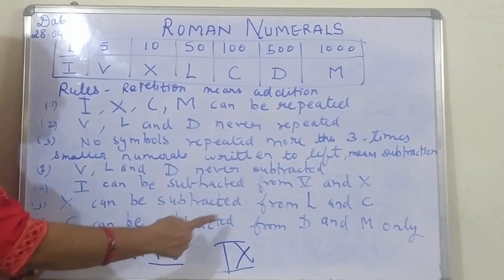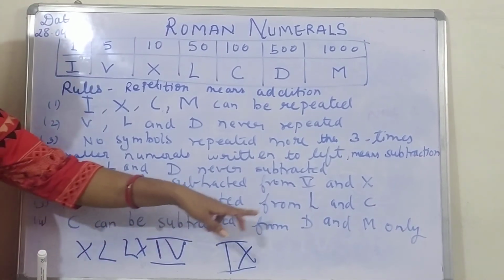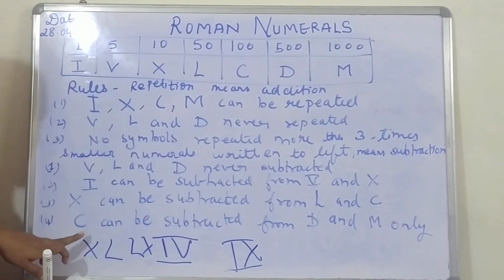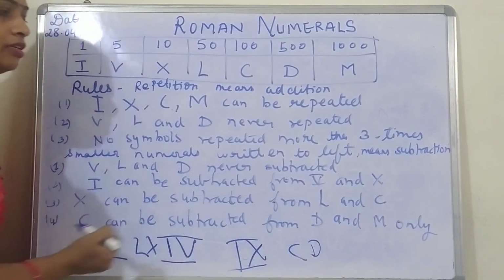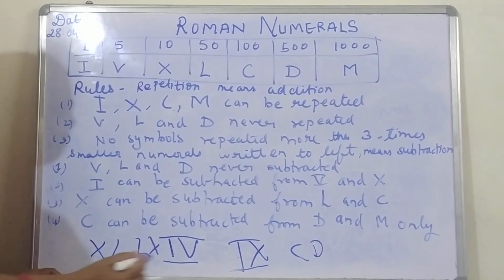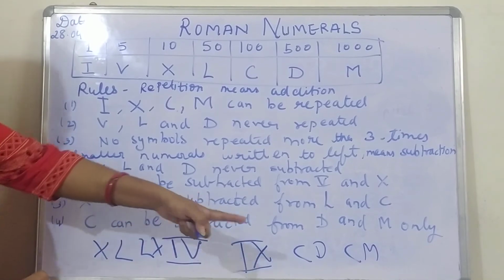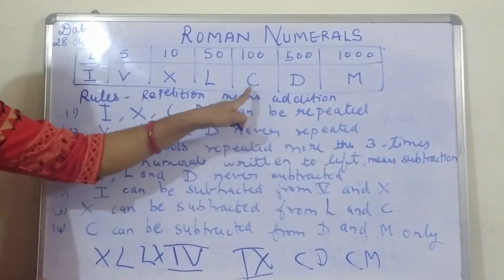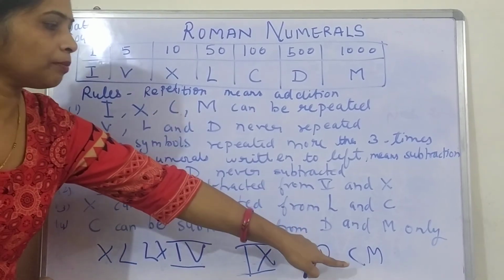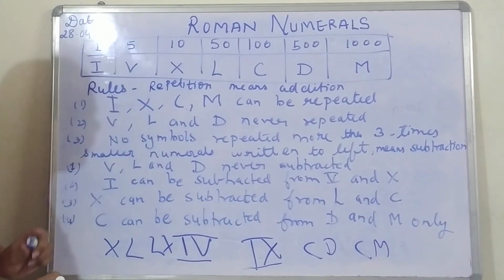C can be subtracted from D and M only. Subtracted means you can write D and you can write C on the left side, it may be subtracted. You can write M, you can write C here. M means 1000. If you write C, that means 100. So, if you subtract 1000 minus 100, that means 900.